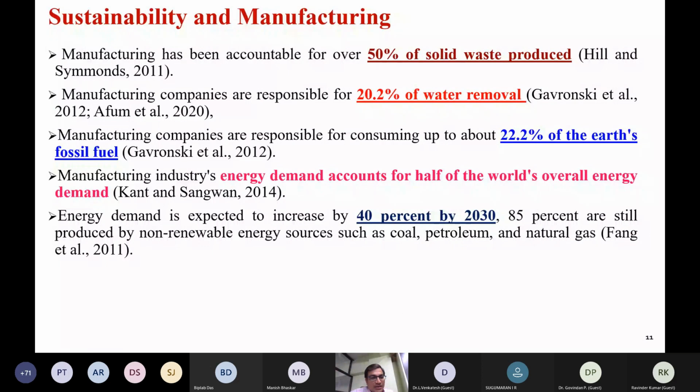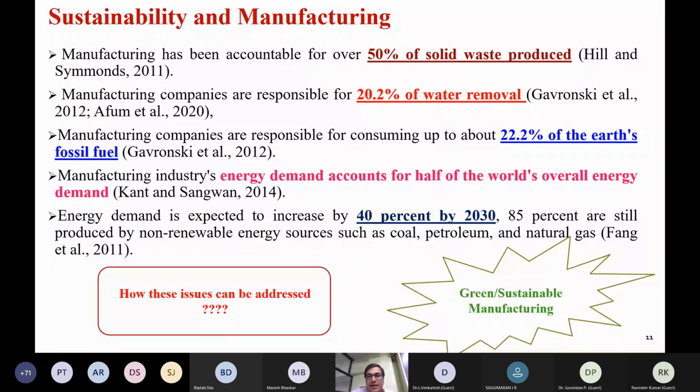The answer is that green, sustainable manufacturing can help address these existing issues. If we do not address them, it will not be sustainable. How will it not be sustainable? Let me take all of you through the further slides.